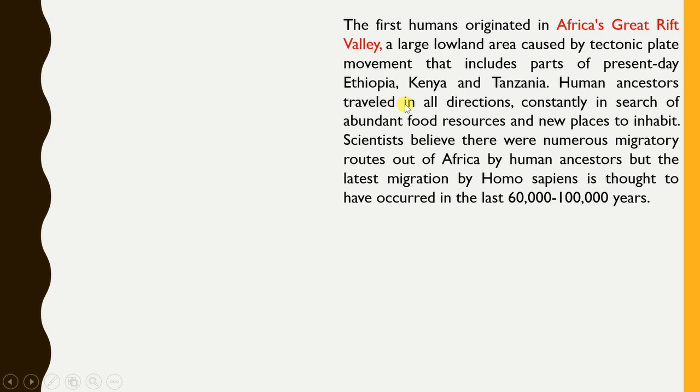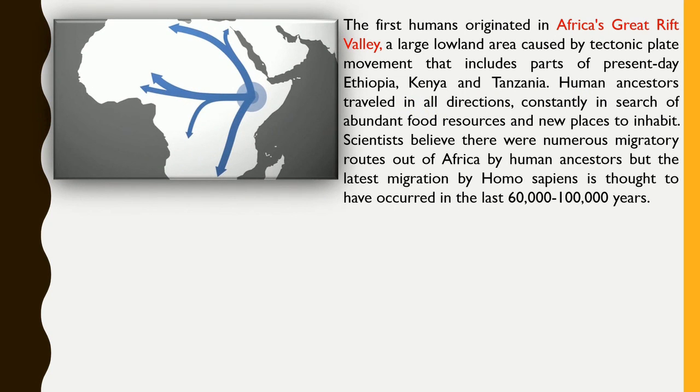Human ancestors traveled in all directions continuously. As you can see, from Africa they took many migration routes, but the migration of Homo sapiens occurred in the last 60,000 to 100,000 years ago. So there were many routes, but during this age the migration actually happened.